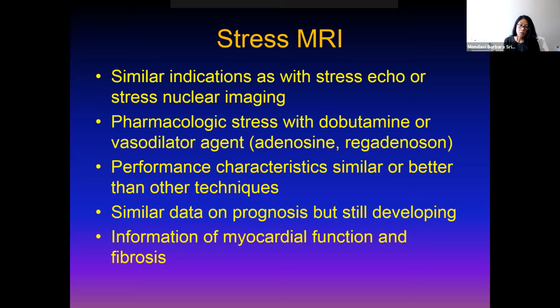And when we look at diagnostic accuracy, it's actually similar or better compared to other imaging techniques with stress testing out there. The prognosis data is developing, it's there, but compared to nuclear and echo stress, it's still in its infancy. But the advantage with stress MR is that you also get a lot of information on myocardial function, for which MR is considered the gold standard, as well as information about myocardial fibrosis, which is unique to MR.